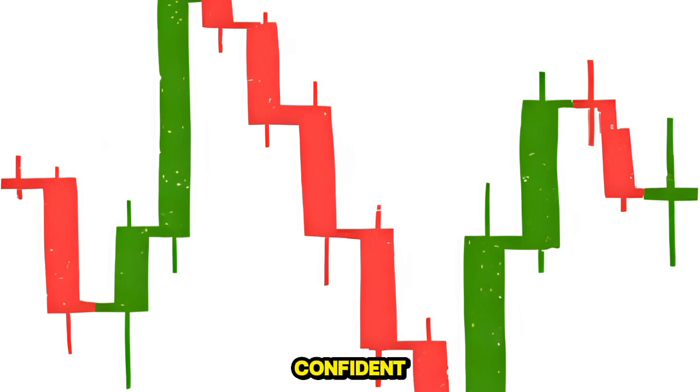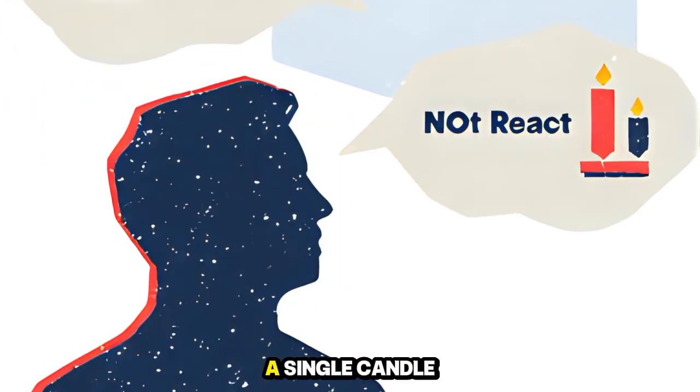Buyers are still confident, but that same candle appearing after a long decline could mean something different, a potential turning point. So, context gives each candle its meaning. It's like hearing a word. You must know the sentence it's in to understand the message. That's why experienced traders never judge a single candle in isolation. They always read it within the flow of the market story.